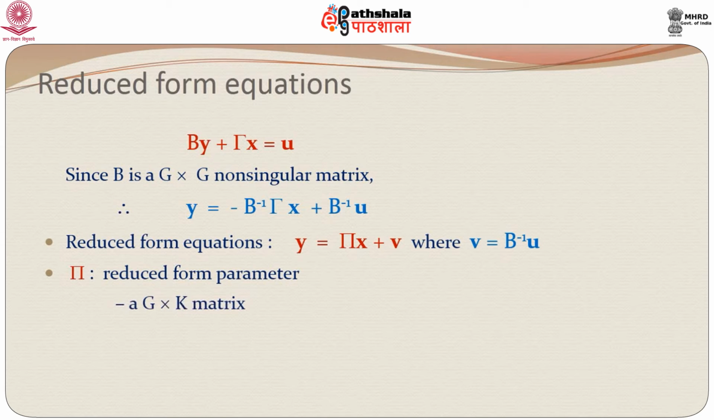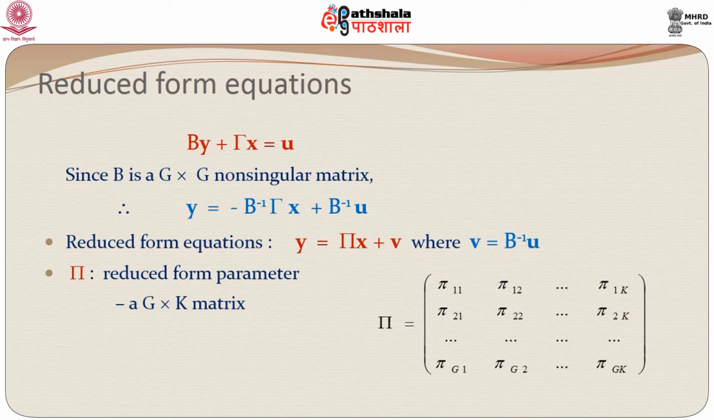We will call Pi the reduced form parameters. Now, this is a G by K matrix of the form Pi equal to Pi 1 1, Pi 1 2, ..., Pi 1 K, etc. But then what is Pi? Pi is related to the structural parameters as Pi is equal to minus B inverse Gamma, or if you just bring B back again, it is B Pi plus Gamma is equal to 0. So, there is a relationship between the structural and the reduced form parameters.